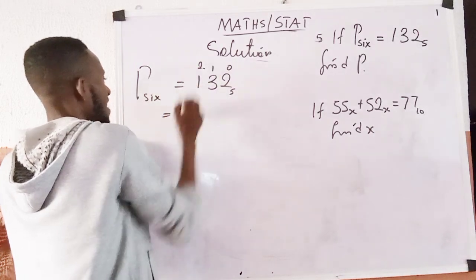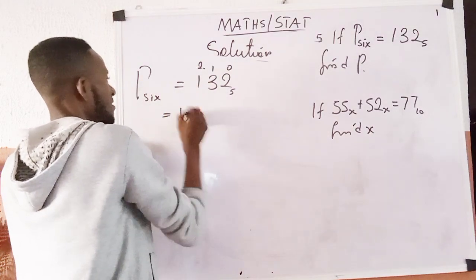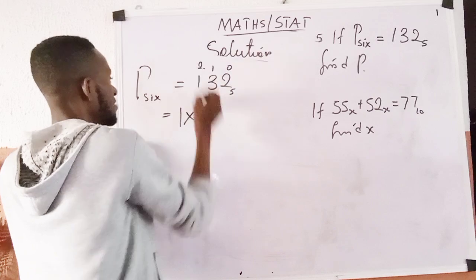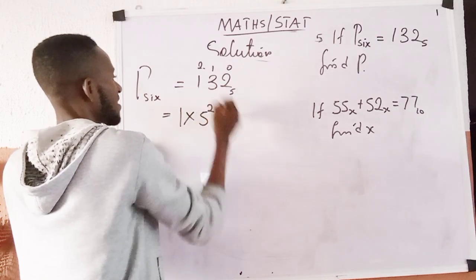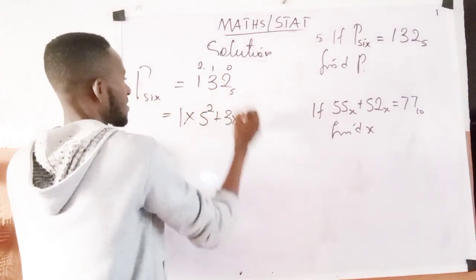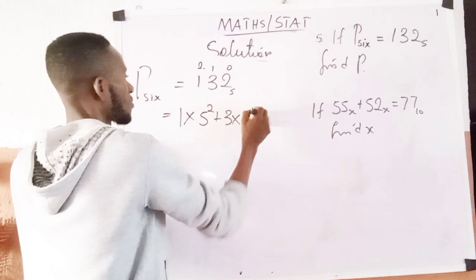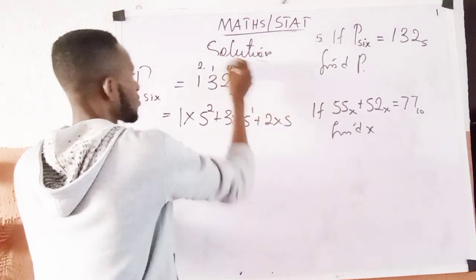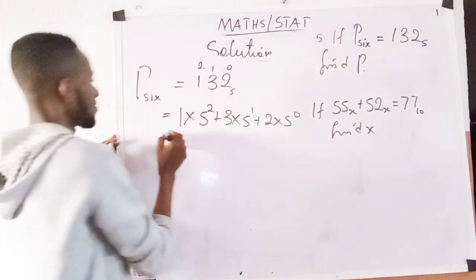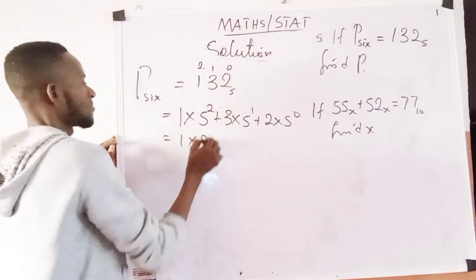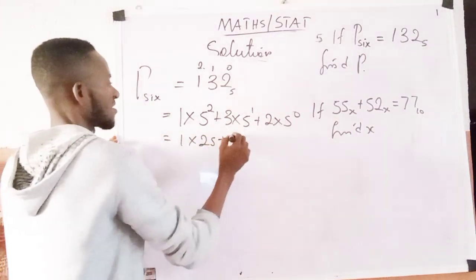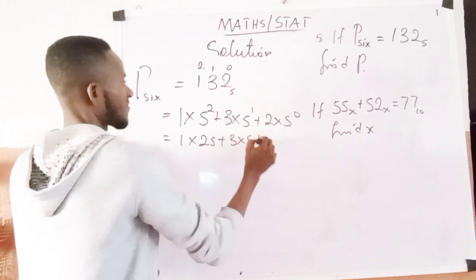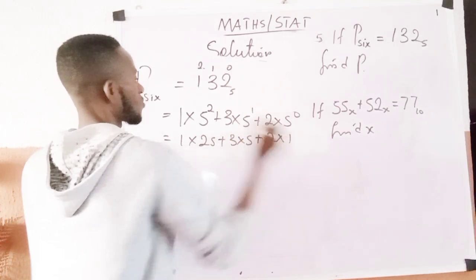And this thing becomes, here is my 1 times 5 raised to power 2, plus here is 3 times 5 raised to power 1, plus here is 2 times 5 raised to power 0. So this thing becomes 1 times 25 plus 3 times 5 plus 2 times 1.